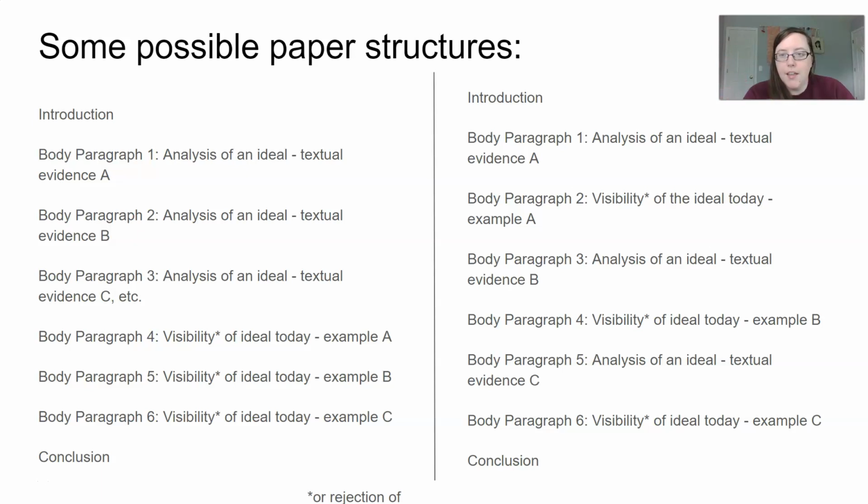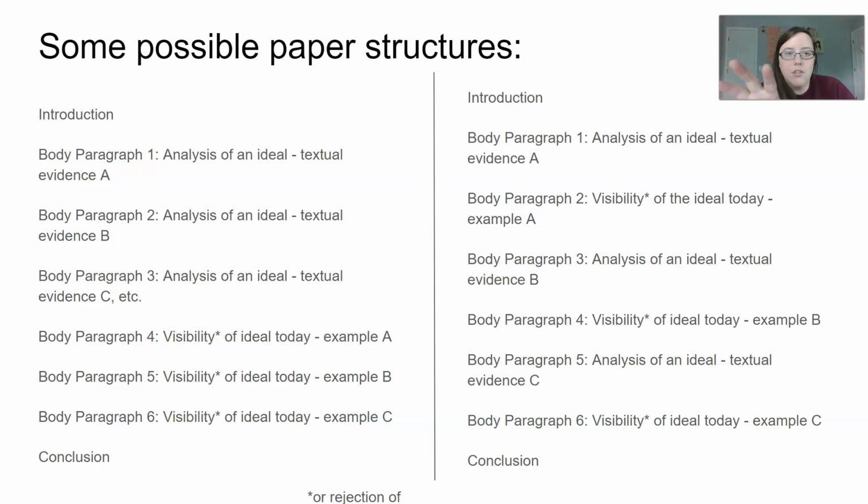You would first analyze the ideal, give some textual evidence, then you would talk about whether it's visible or rejected today, but specific to one part of the ideal or one part of life today. Then you would do that again, but with a different part of the ideal or a different part of life today. I probably would not take the structure on the right-hand side of my screen.